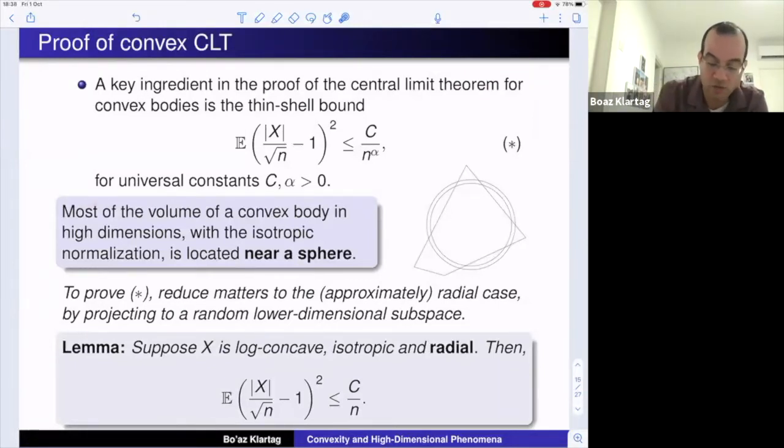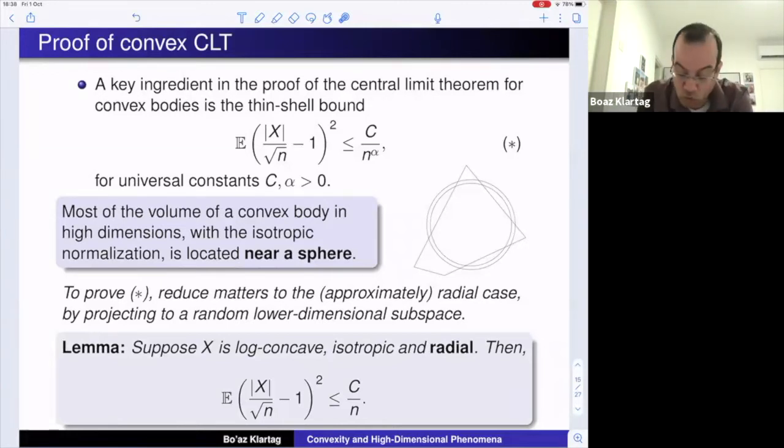By the way, if you're normalized, most of the mass is close to a sphere. If you don't assume any normalization, then you could say that most of the mass of your convex body is close to the surface of an ellipsoid, right? Because normalization is just a linear map, so there's always an ellipsoid that captures 99%, whose boundary has a tiny neighborhood that captures most of the mass of your convex body.